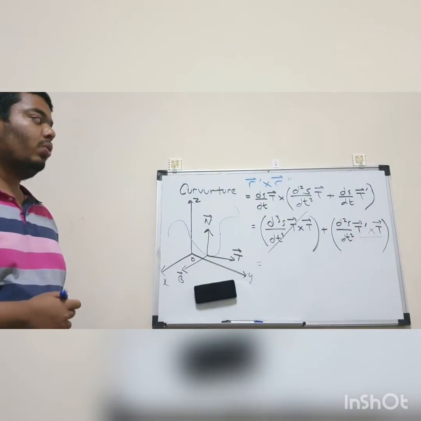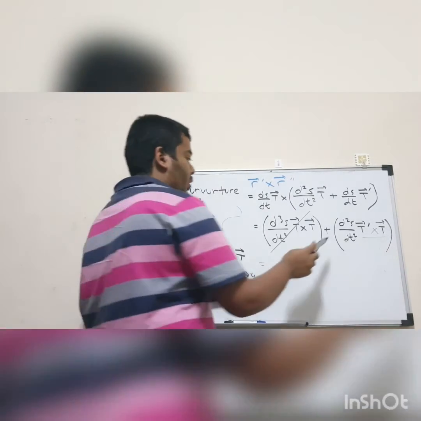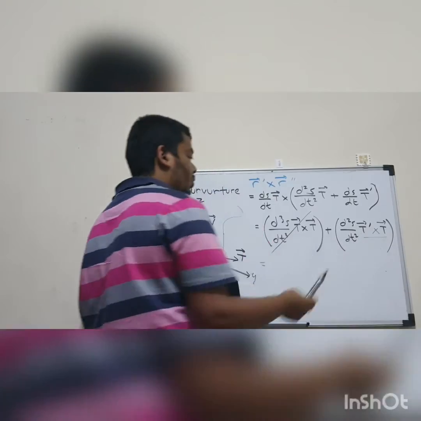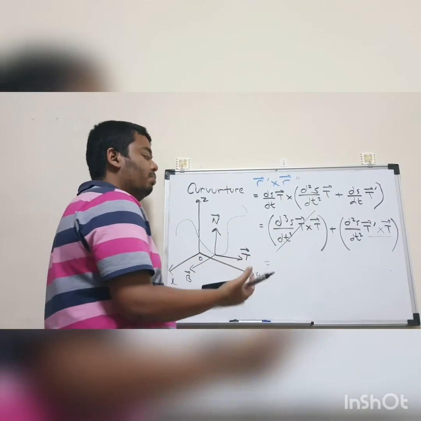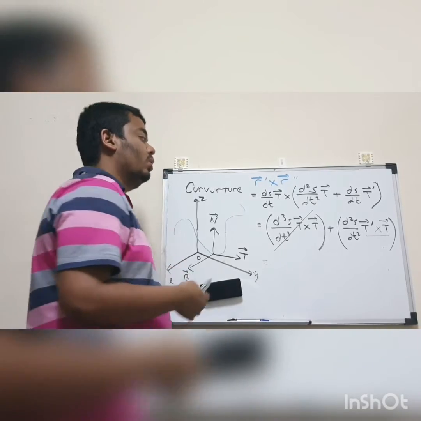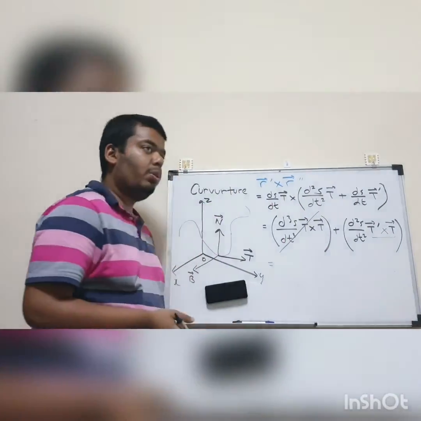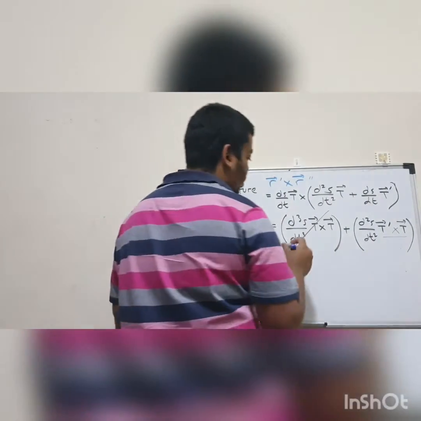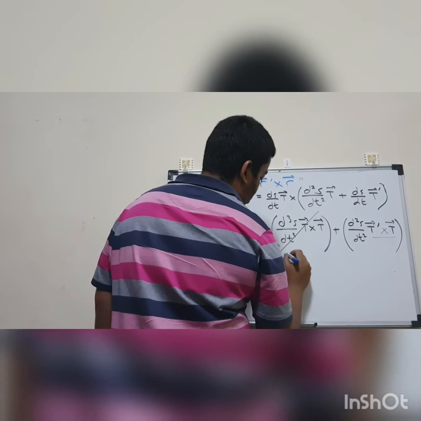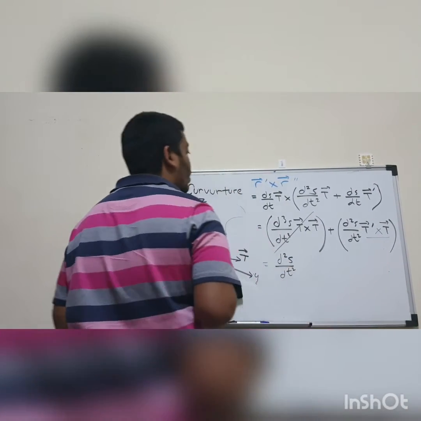Why is this part only one? This part is only one because these two are perpendicular. I told you that if the magnitude of a certain vector is constant, its prime is perpendicular to it. So if two vectors are perpendicular, the cross product will be 1 because sine of 90 is 1. So we'll be left with d square s over dt squared.